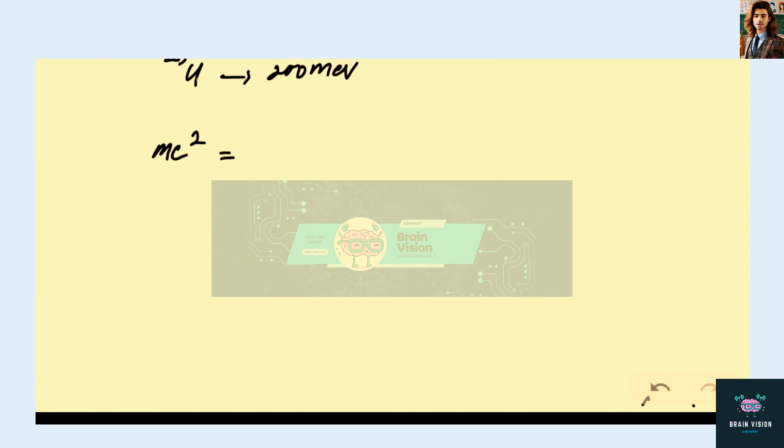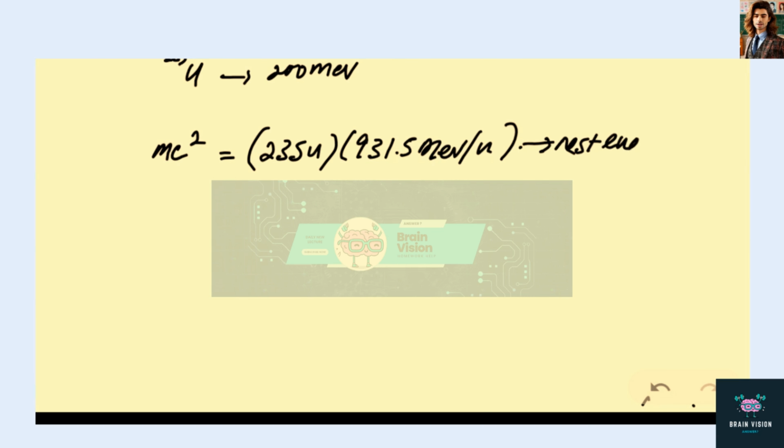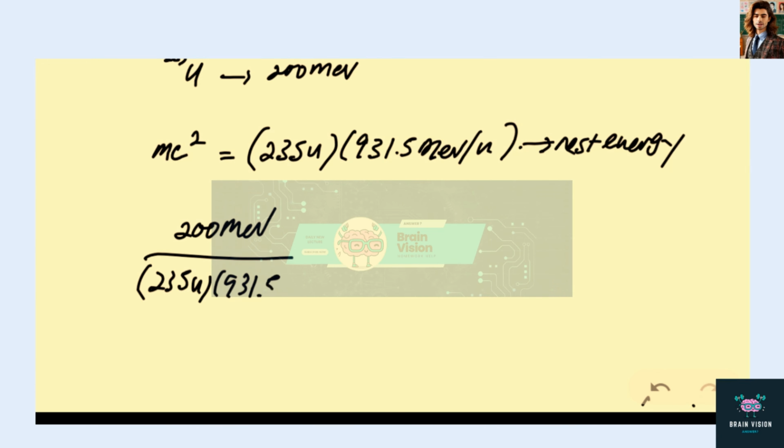In our case, the mass of the uranium-235 is 235 u multiplied by c squared, which is given as 931.5 MeV per u. So this is the rest energy of uranium-235, and to find the fraction, we just divide 200 MeV by the expression over here. And we should get an answer of about 1/1100.